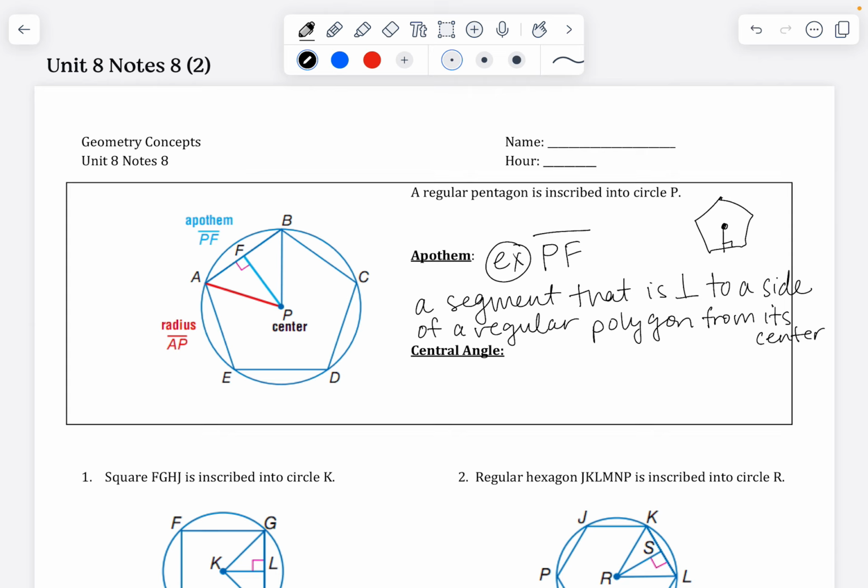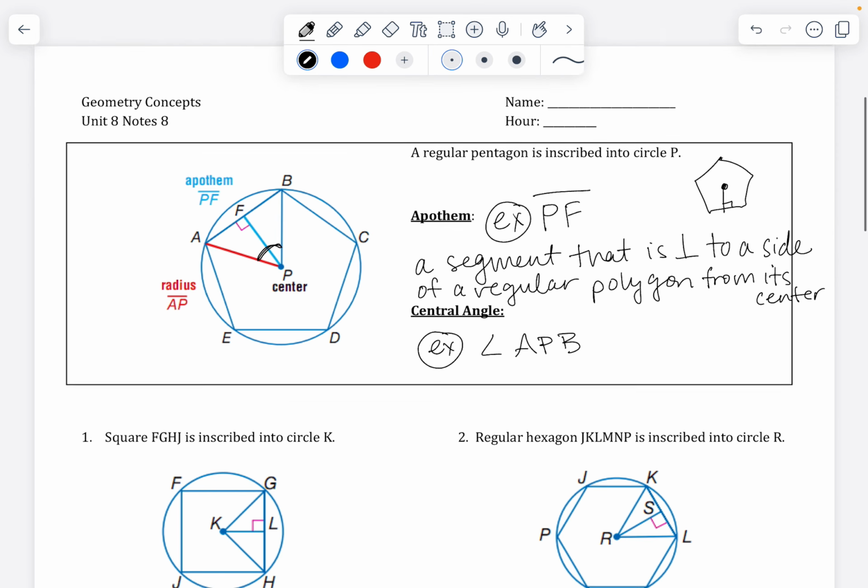Also, another vocab word is central angle, and we've learned about central angles in circles. Well, central angles in polygons are very similar. An example of a central angle that I see here is angle APB. So go ahead and look at that angle. Angle APB is right here. Notice how its vertex is right at the center of the polygon. P is at the center of the polygon.